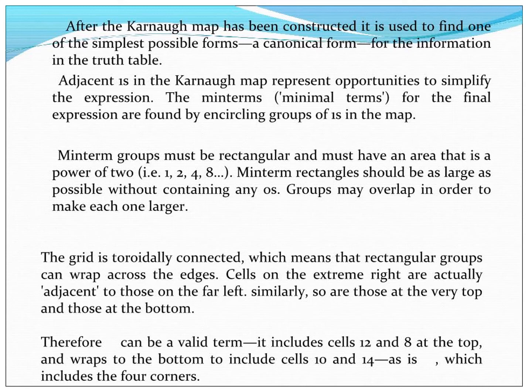The grid is toroidally connected, which means that rectangular groups can wrap across the edges. Cells on the extreme right are actually adjacent to those on the far left. Similarly, so are those at the very top and those at the bottom. Therefore, this can be a valid term. It includes 12 cells and 8 at the top and wraps to the bottom to include cells 10 to 14 as it is, which includes the 4 corners.